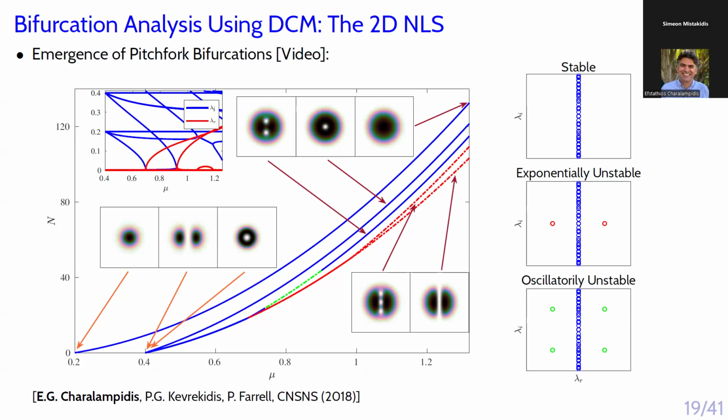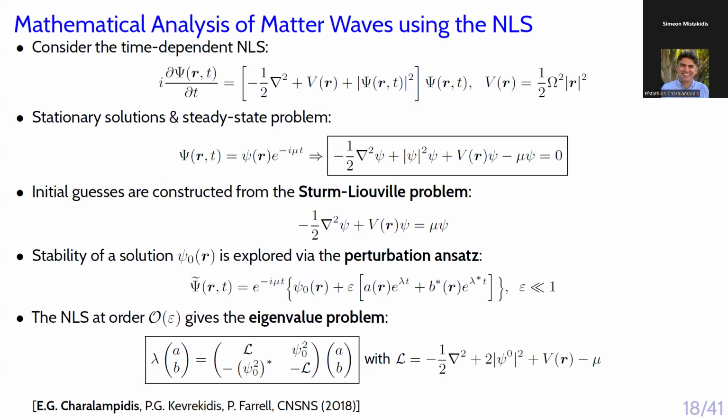I can continue even that solution over larger values of mu, but something happens here that gives birth to a solution that has two vortices, and another solution that happens a little bit later that gives birth to three vortices. My solid blue lines are solutions that are stable, and by stable I mean that all the eigenvalues of that linearized problem are sitting on the imaginary axis. I can have eigenvalues that come as pairs with zero imaginary part, and the presence of the positive real part highlights an exponentially unstable solution, because you will have an exponential growth here.